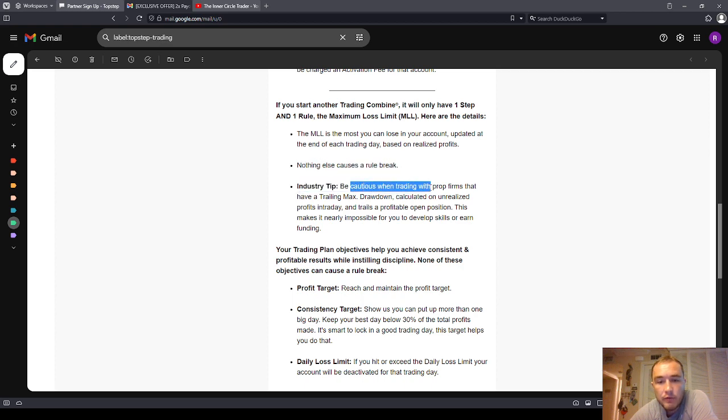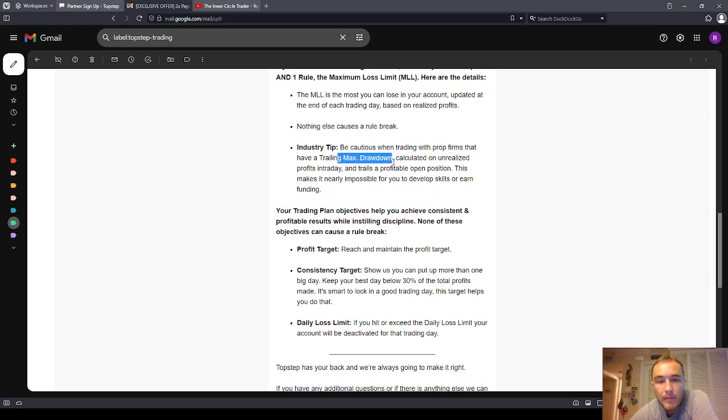Industry tip, be cautious when trading with prop firms that have a trailing max drawdown calculated on unrealized profits intraday and trails a profitable open position. Yeah, you know that's why I'm not going back to the other company, right? We're all clear on that? This makes it nearly impossible for you to develop skills or earn funding. Yeah, plus the 20 account trade copier is casino.